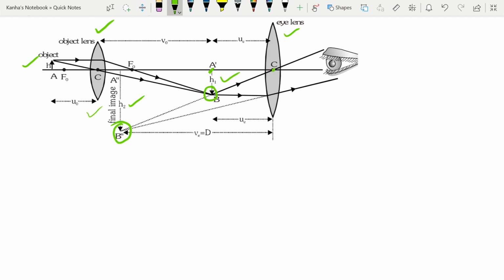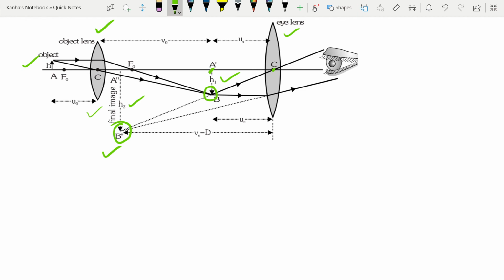Why is it so? Because if it's between the focus and the pole, then you'll get divergent rays after this, and it seems as if the image is coming from a point B prime. In this condition, the final image will be virtual, erect, and magnified, which is what we want for our eye to see. So my total magnification power is equal to my linear magnification into my angular magnification.